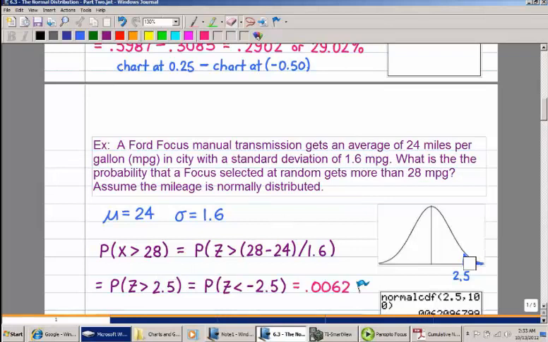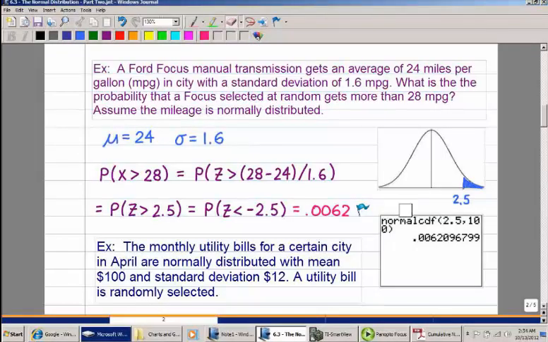So I'll put a little sketch over here. So there's your area to the right, 2.5. You can use the 1 minus. I chose to flip the arrow and change the sign. I made it less than because our chart is based on less than. So by making it less than and changing the positive to the negative, I can look up negative 2.5 in the 0 column on the chart, and I would get 0.0062. And see, the normal CDF, 2.5, 100, gives 0.0062. So that means we have essentially a slightly less than 1% chance that we would pull out a Focus at random that gets more than 28 miles per gallon. That would be kind of a rare instance.